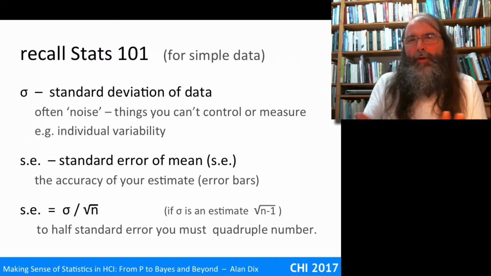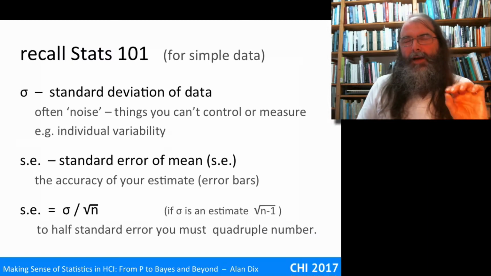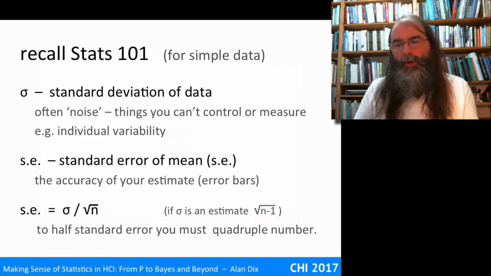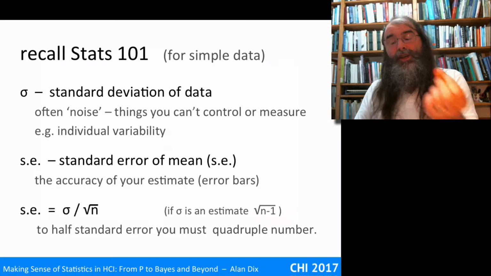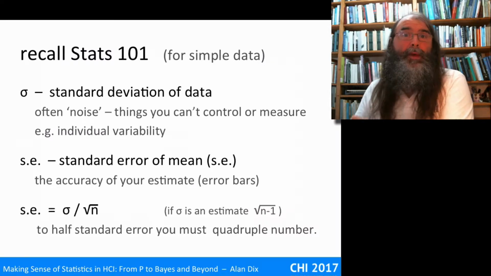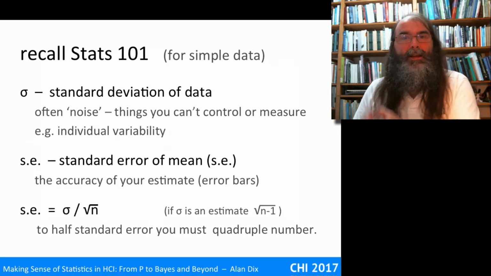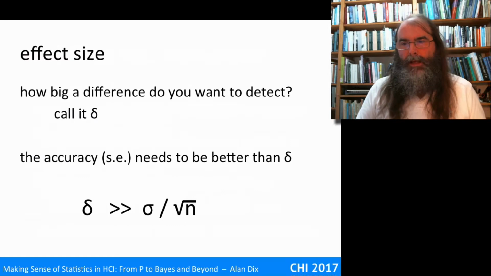As I said, I hope that was a little bit of a reminder for you. The crucial thing, because of that square root of n, is that if you want to halve the standard error, you need 4 times as many people. You need to quadruple the number of people. If you want to divide that standard error by 10, you need 100 times as many people.